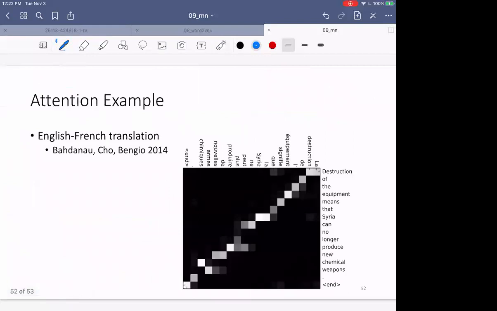So this is a figure for that. I think this is English to French or French to English, it doesn't really matter.